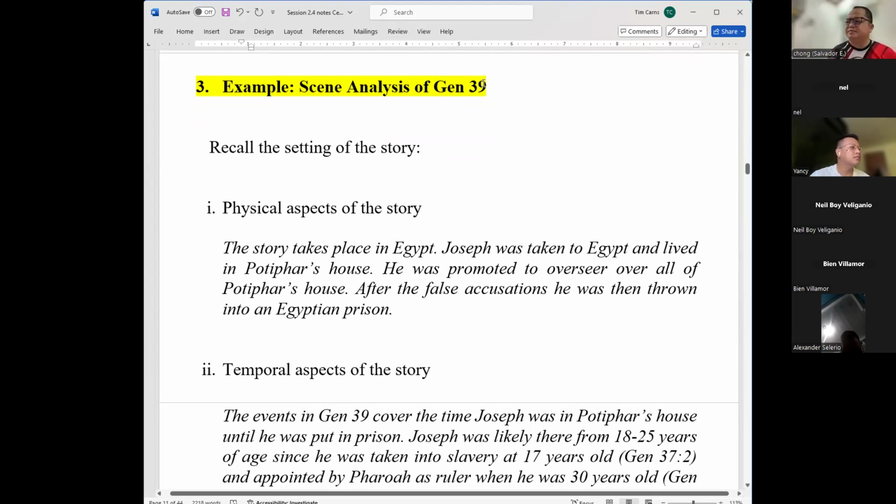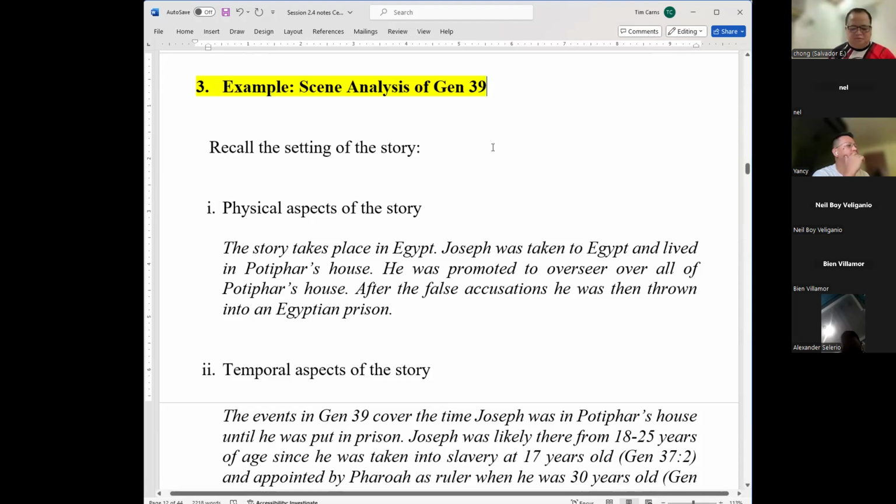Of course, we started looking at this in the last session when we did setting analysis. Genesis 39, of course, is the chapter with Joseph and Potiphar's wife and prison. So it's near the beginning of the Joseph narrative.